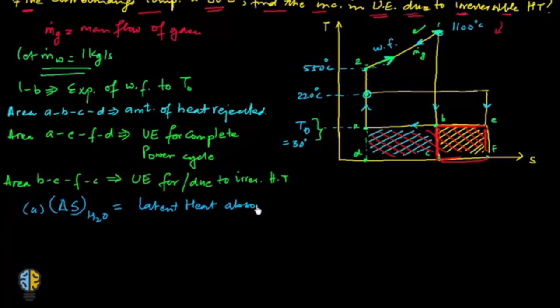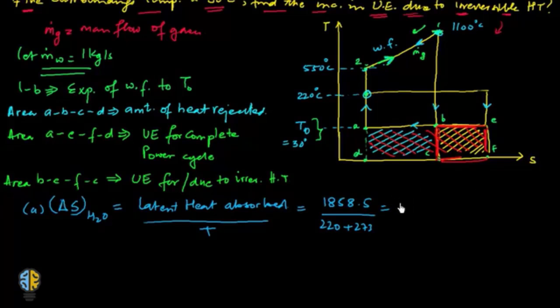upon the temperature at which the water boils. So this is 1858.5 upon the temperature, which is 220 degrees Celsius plus 273, to make Kelvin out of it. So the value would become 3.77 kilojoule per kg Kelvin. So this is the entropy increase of 1 kg of water.